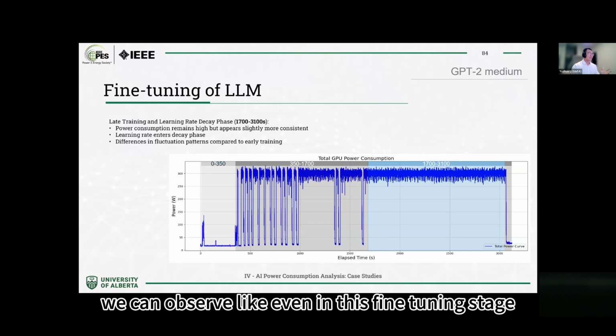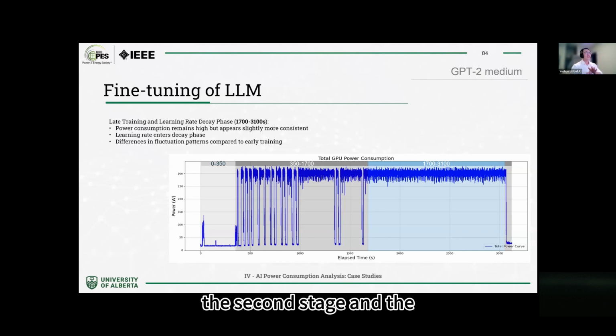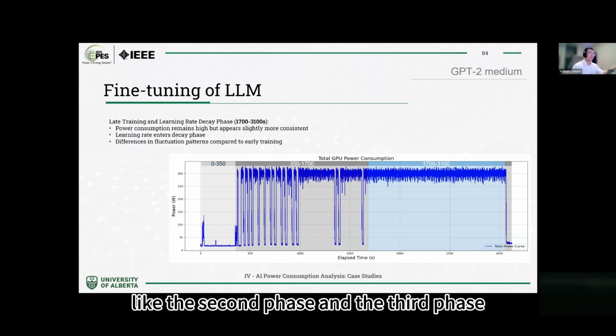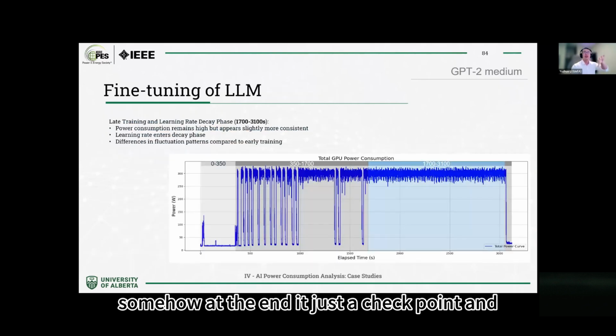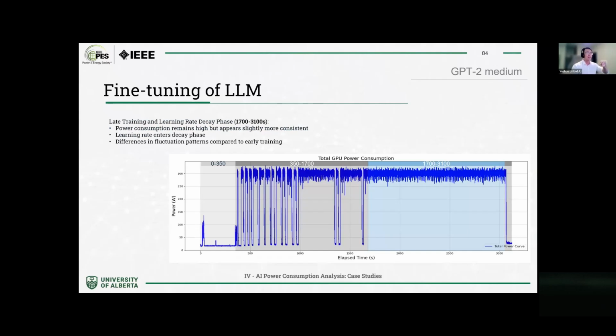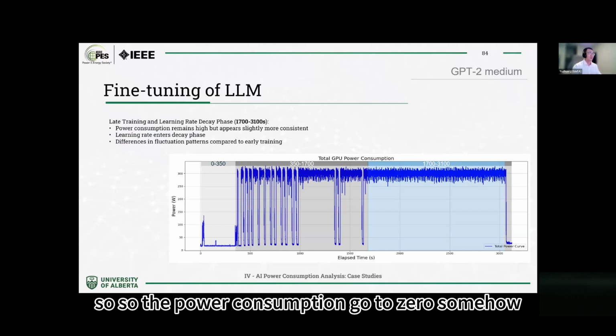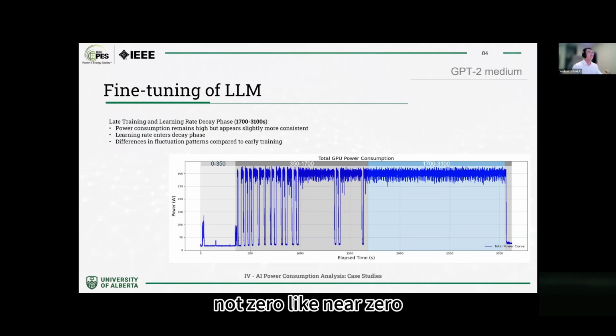We can observe that even in this fine-tuning stage, the second phase and the third phase exhibit totally different power behavior somehow. At the end, it just checkpoints and shuts down all the algorithm. So the power consumption goes to 0 somehow. Not 0, but near 0, the idle power consumption.